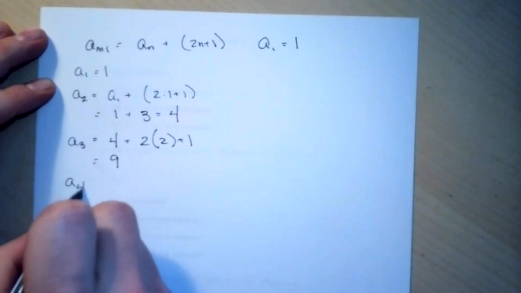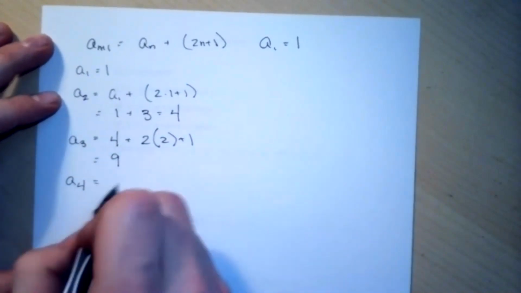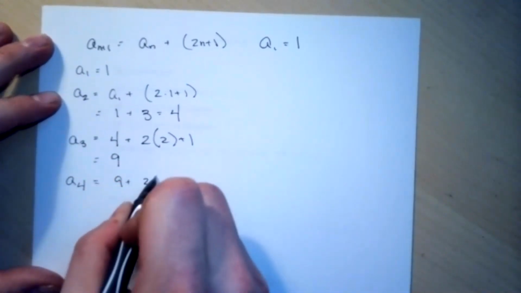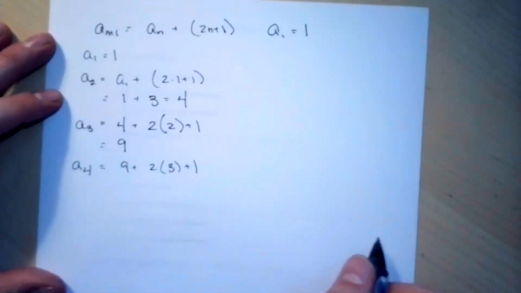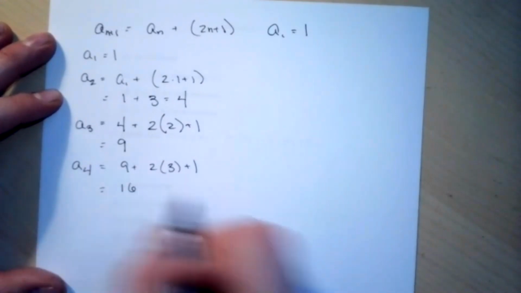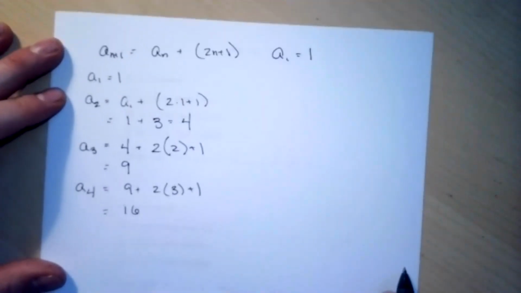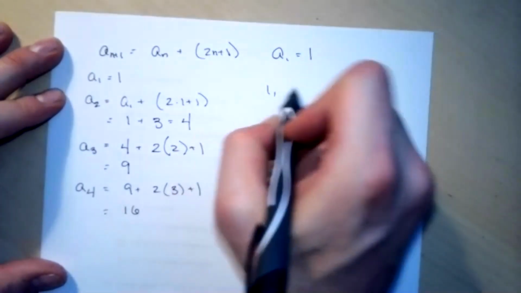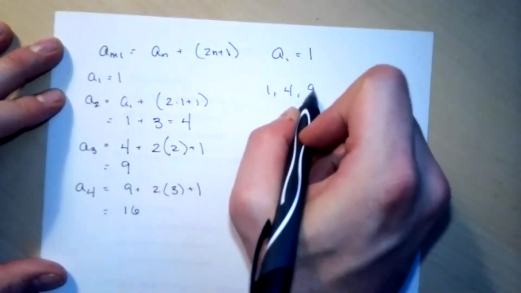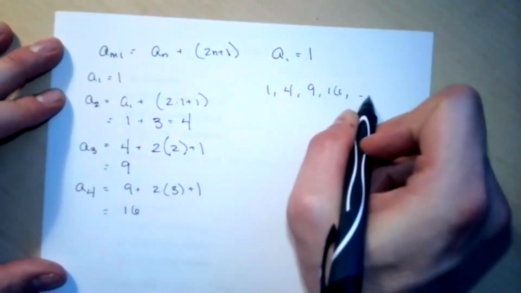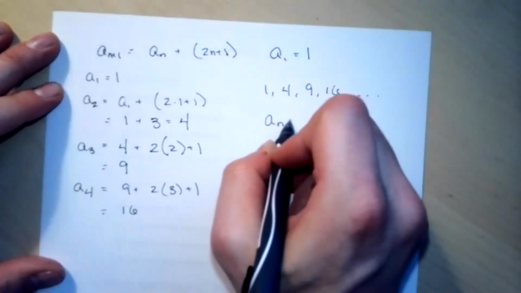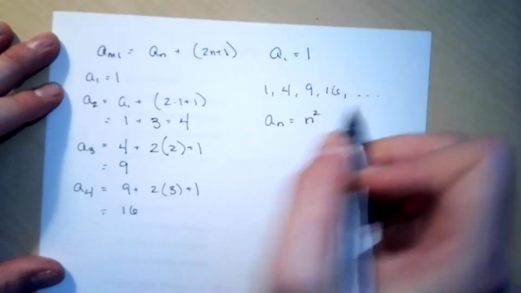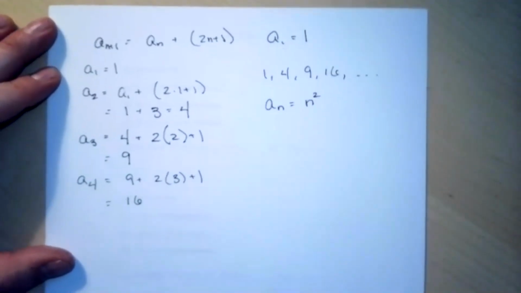And a_4, 9 plus 2 times 3 plus 1 gives us 16. So our sequence looks like that. And that is the sequence of squares.